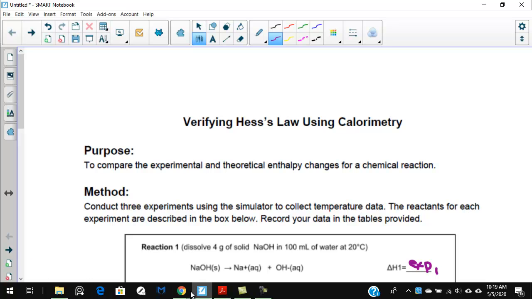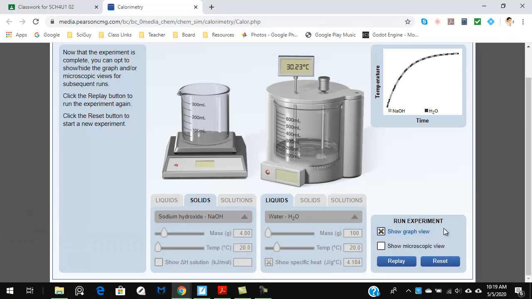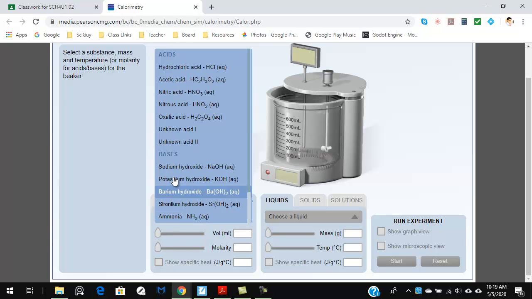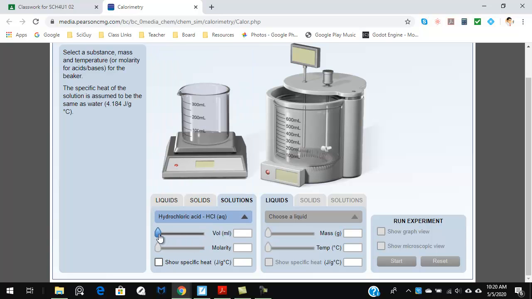I don't think there's much more I can show you on here. When you're done your first reaction, of course, you just hit reset, and then you go through the process again. Click on what it is you want, the solids or solutions, for instance. Choose a solution. So hydrochloric acid, set its volume, set its molarity or its molar concentration. I think it was 2. And then as you move to the next one, you hit next. That gives you the next one to set up. You hit next. That lets you run the experiment.